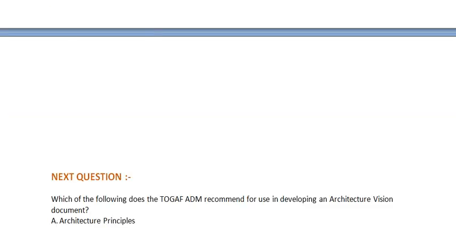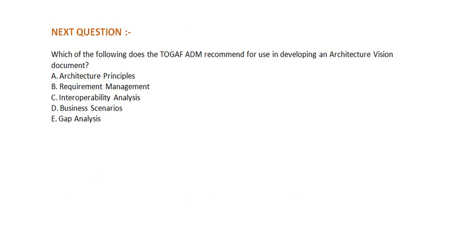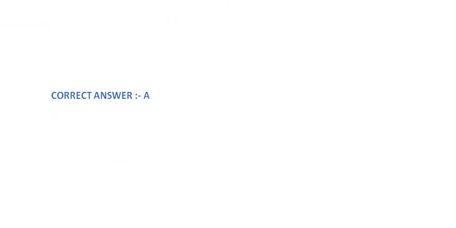Next question is, which of the following does the TOGAF ADM recommend for use in developing an architecture vision document? Option A, architecture principles. Option B, requirement management. Option C, interoperability analysis. Option D, business scenarios. And option E, gap analysis. The correct answer is option A.